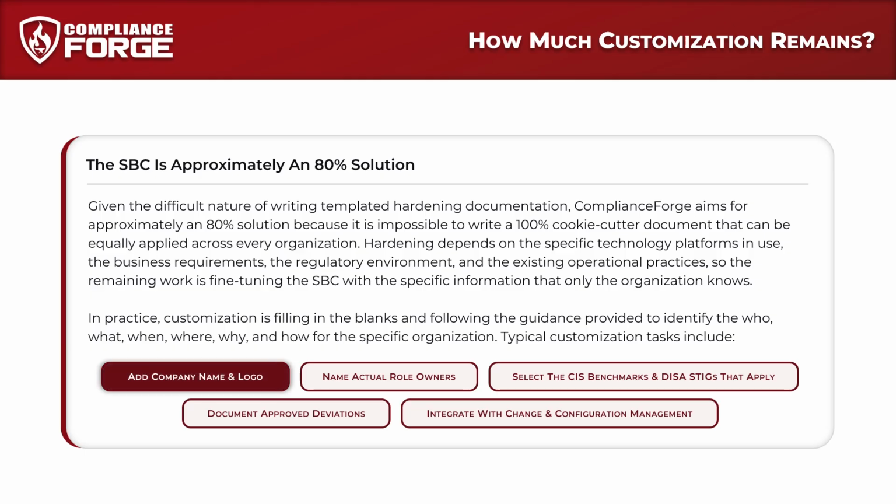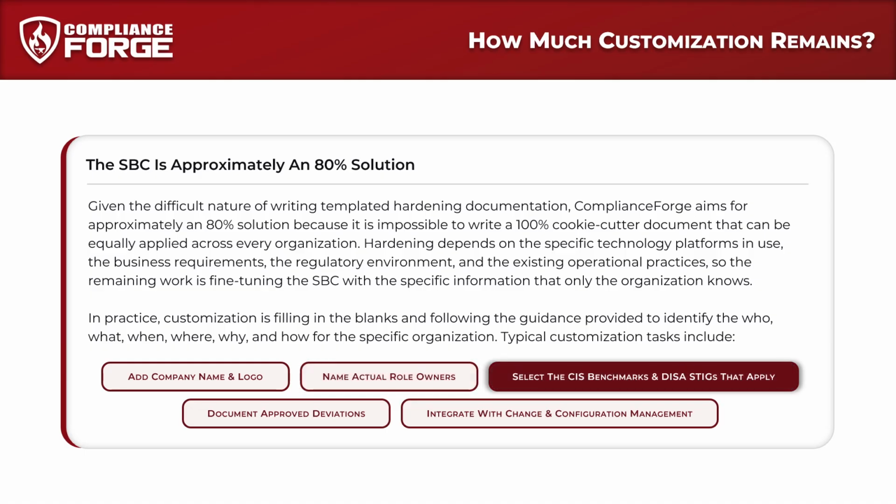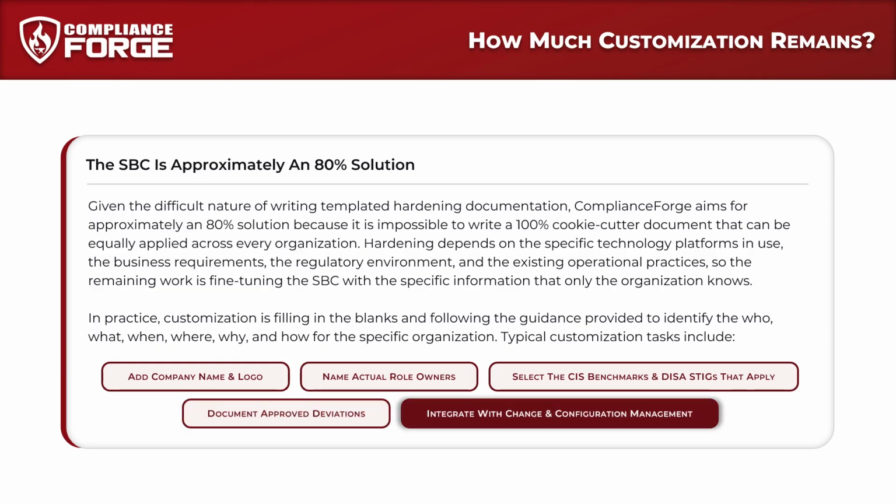In practice, customization is filling in the blanks, adding your company name and logo, naming actual role owners including asset owners, asset custodians, cybersecurity, and operations, selecting the specific CIS benchmarks and DISA-STIGs that apply to your technology stack, documenting approved deviations, and integrating the SBC with your existing change management and configuration management workflows.